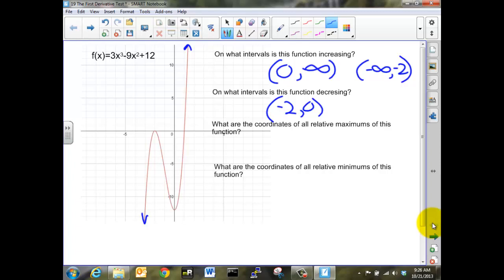I want an x and a y coordinate. -2 is the x right here. -2, comma, 0. And it's a relative max, and we'll try to clarify that in a minute. Are there any other relative max? We don't say infinity. Infinity's not a max, so no. What about a relative min? Do we have one? 0, -12. So we've got a relative max and a relative min.